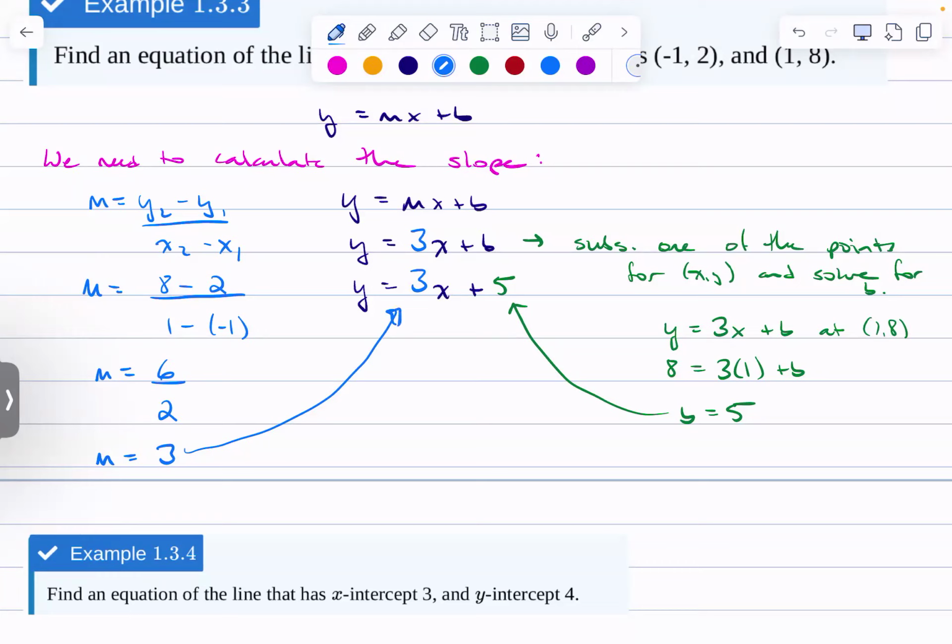Make this more of an arrow. Nice. So first, find the slope. Second, find the y-intercept. Questions?